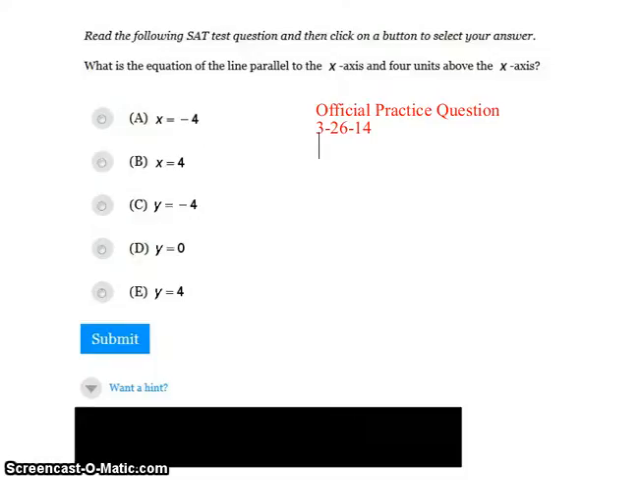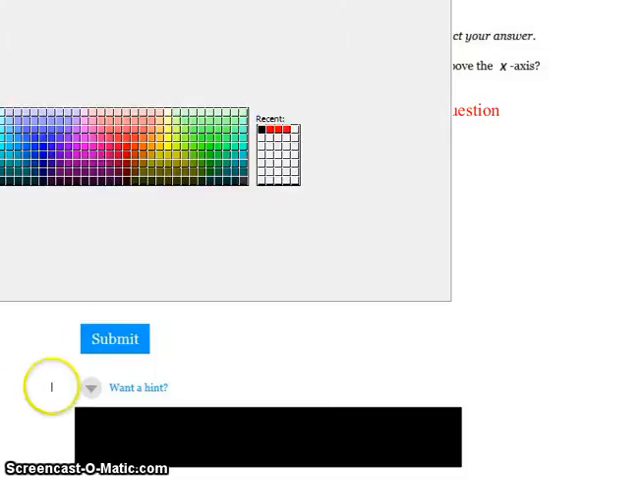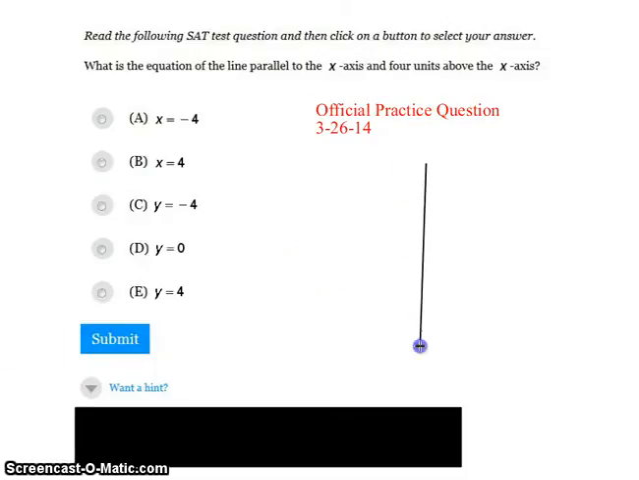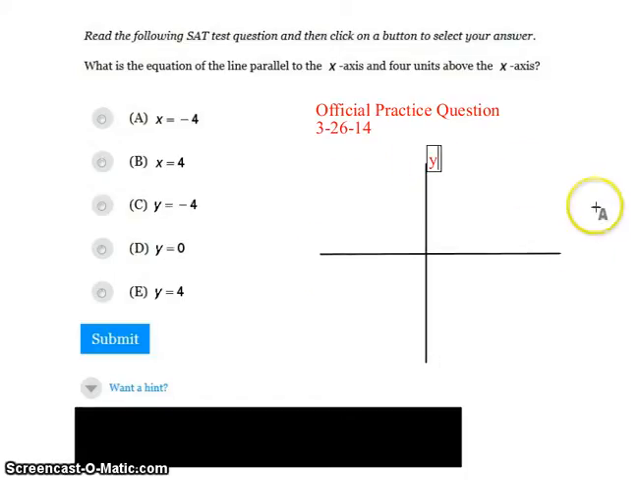First thing to always do here is to draw it. There's no reason to try to move forward without drawing the situation. So we get a coordinate plane, and here the y-axis, the x-axis. Then we can start to do some work. Again, can you get this right without doing that? Maybe, but why take the chance? Why give yourself an opportunity to make some silly mistake?